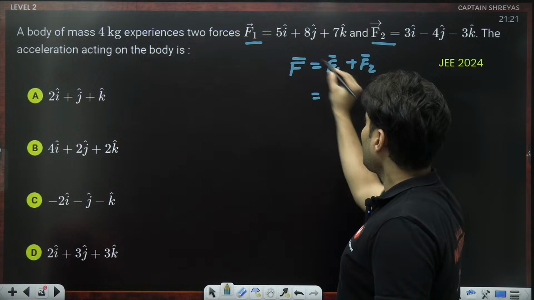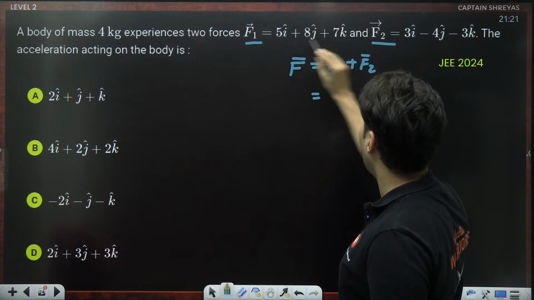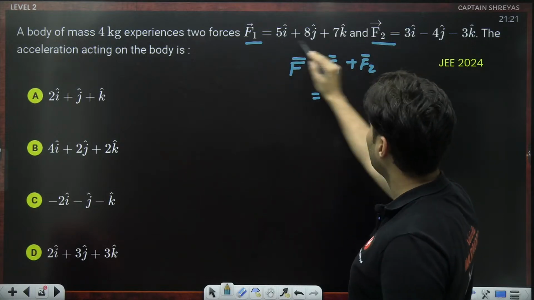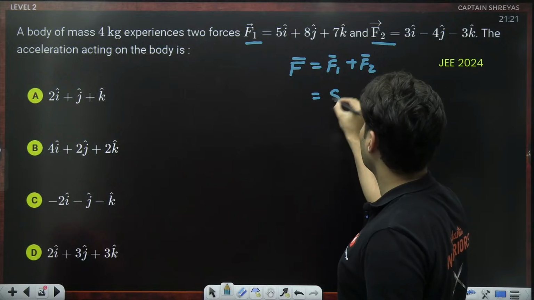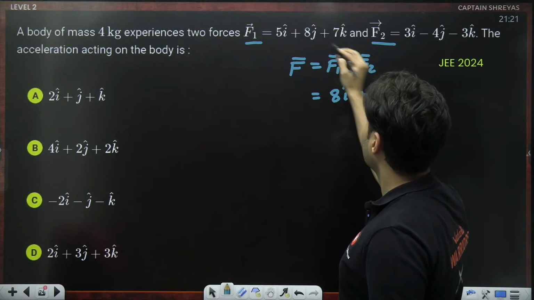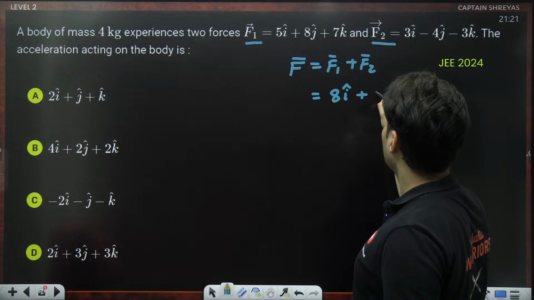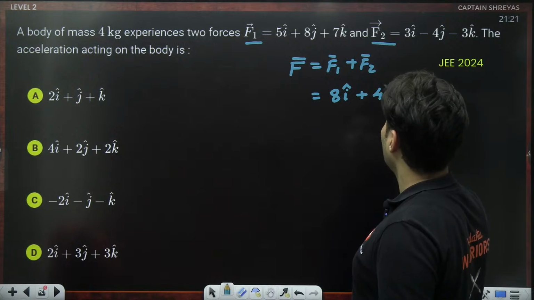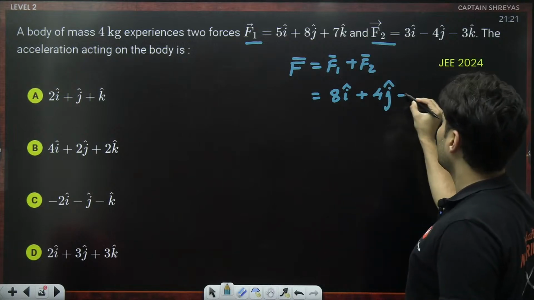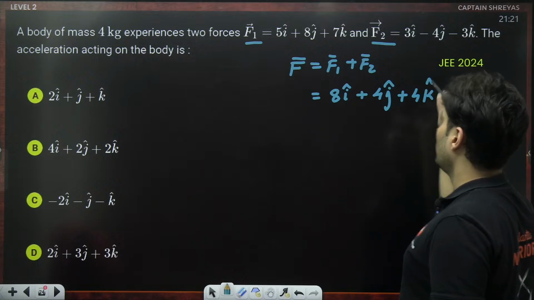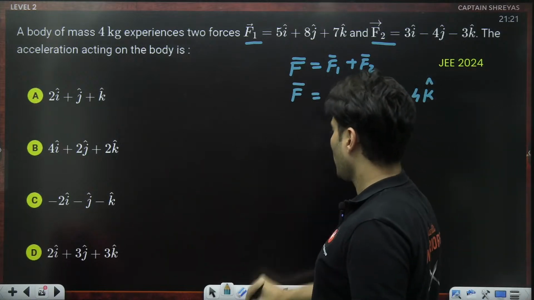So, if I add this and this, add i with i, j with j, k with k, 5i plus 3i is nothing but 8i cap, plus 8j minus 4j is basically 4j cap, plus 7 minus 3 is nothing but 4k cap. That is your force. But we won't stop there.